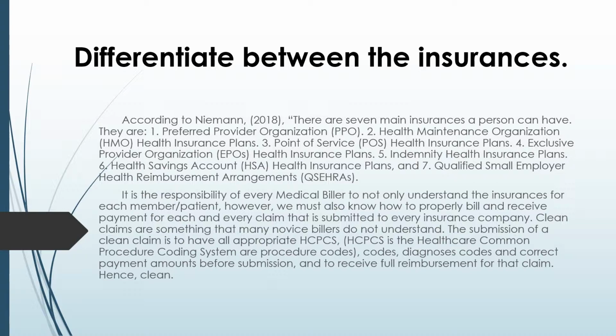According to NEAM, there are seven main insurances a person can have. They are one, preferred provider organization, also known as the PPO, health maintenance organization, also known as the HMO, health insurance plans, point of service, POS, health insurance plans, exclusive provider organization, EPOs, health insurance plans, indemnity health insurance plans, health savings account, HSA, health insurance plans, and qualified small employer health reimbursement arrangements, also known as the QSEHRAs. I'm sure you probably won't remember that acronym.